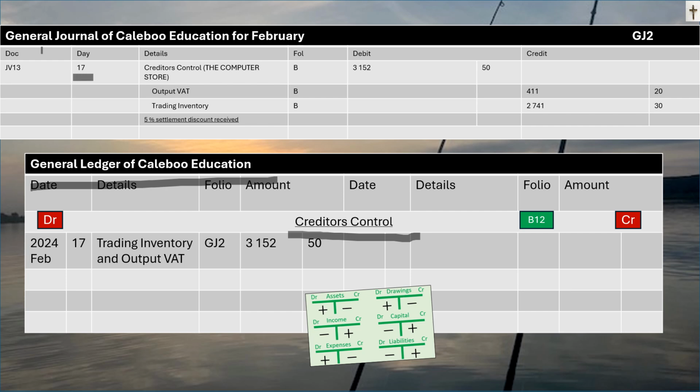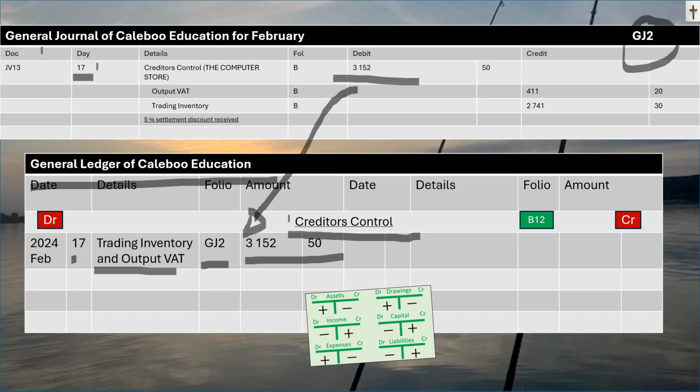So in the general journal on the 17th, remember, we were given settlement discount of 3152. That gets taken to the control account, and the control account is debited. On the 17th, those were the contra accounts. Where did the information come from? The general journal, and the amount was 3152. I'm keeping this in date order.